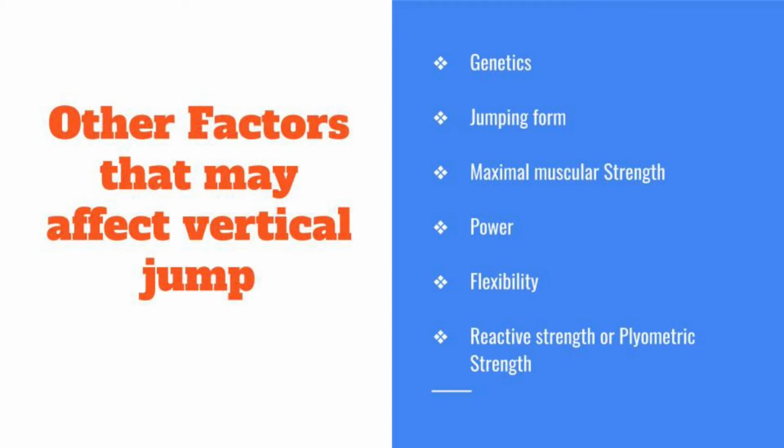Flexibility. If you're not flexible enough, you won't be able to get into the right position and go into the full range of motion when you jump. You can increase your flexibility by doing some proper stretching. Reactive strength or plyometric strength is the ability to switch rapidly. If you have difficulty in switching from the yielding eccentric point to overcoming the concentric point in the jump, you will have a hard time executing the jump strongly and consequently.